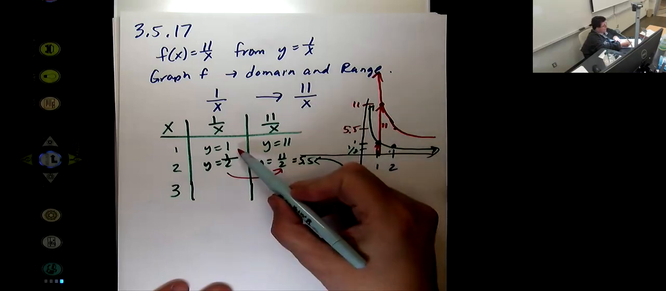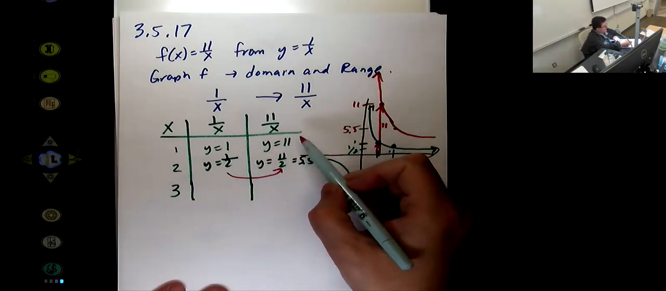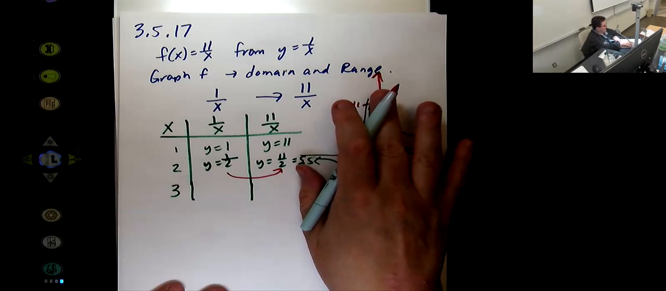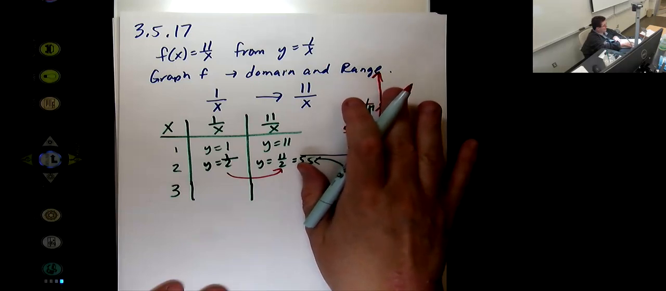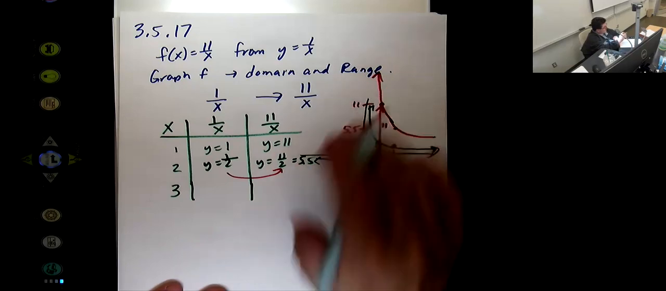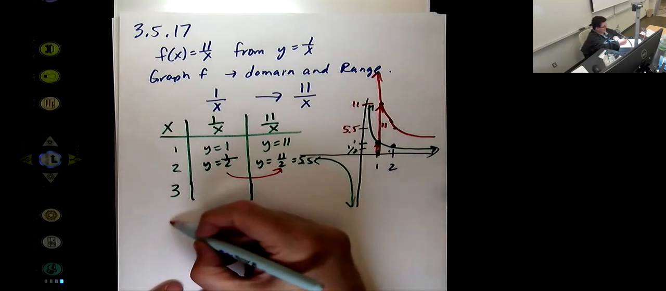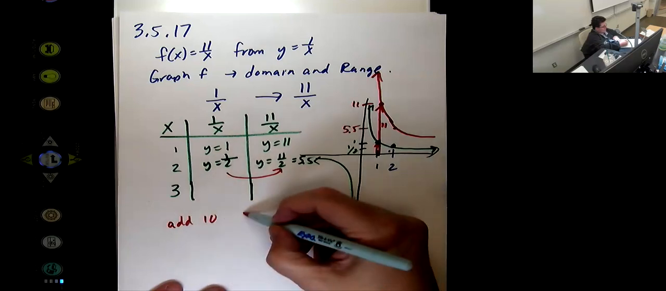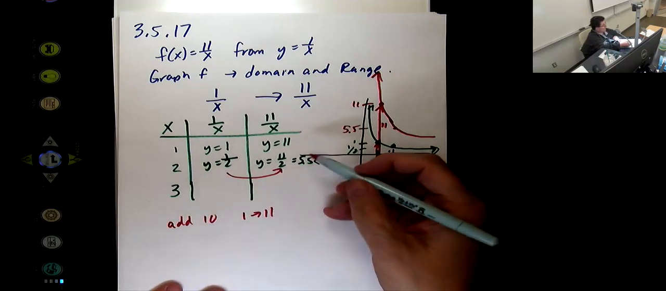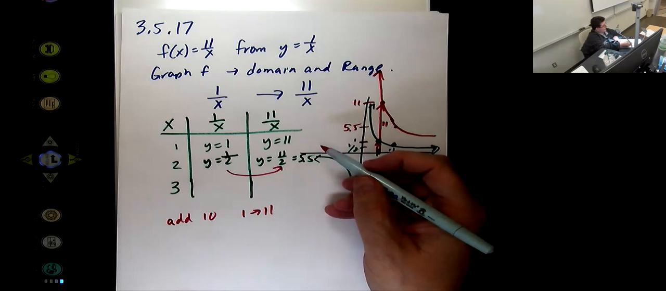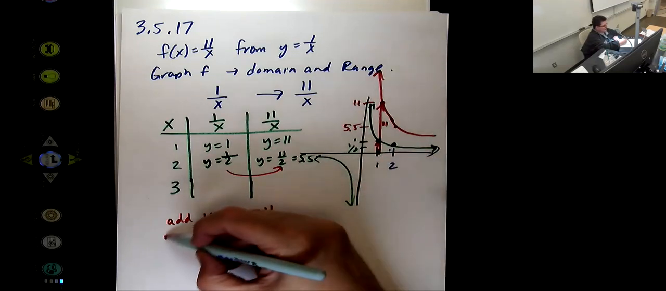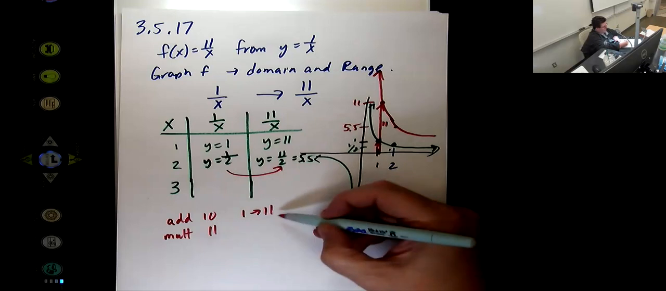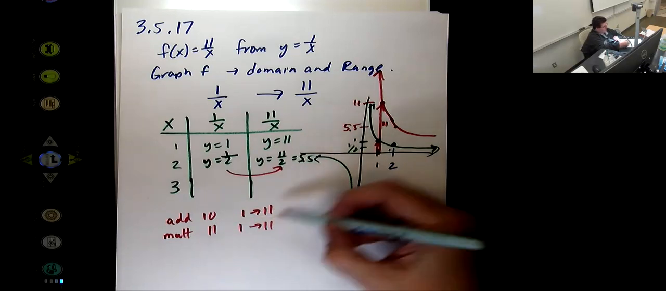How could I go from 1 to 11? There's only 2 ways. Just basic math operations. Don't picture the graph, just think. How could I go from 1 to 11? You could add 10 to it. Add 10 would get you from 1 to 11. What else could we do to get from 1 to 11? We could multiply it. We'd have to multiply it by 11. So 1 would get us to 11.